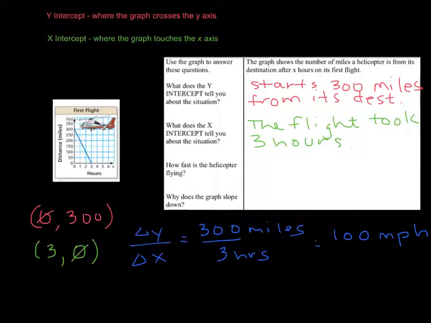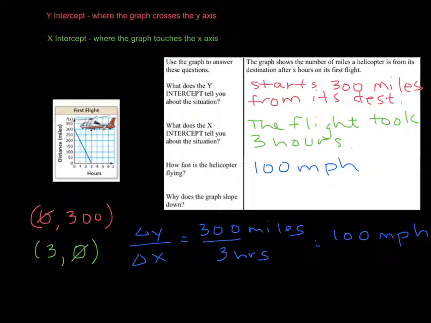And that would be how fast it's flying. Okay? So this is 100 miles per hour. All right, let's look at this last question. The last question asks, why does the graph slope down?